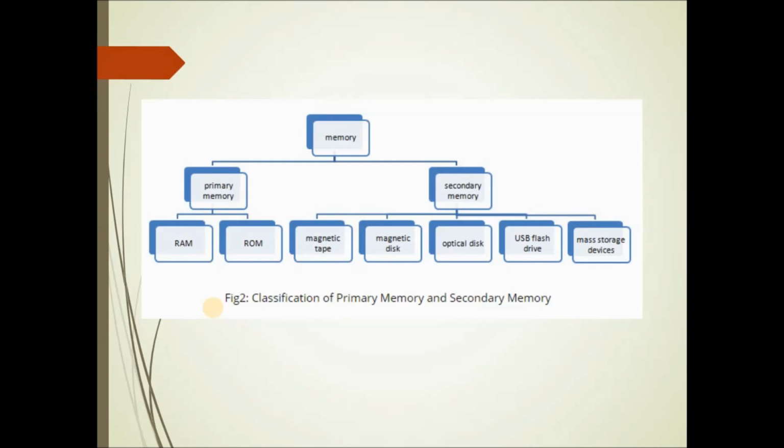Okay. So now secondary memory is there. In secondary memory, you can store data or information permanently for future use. That is the secondary memory. Secondary memory can be divided into magnetic tape, magnetic disk, optical disk, USB drive and mass storage drive.